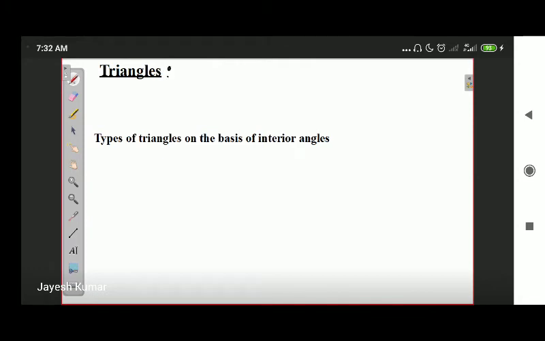So what are triangles? Triangles are polygons with three sides. There are exactly three sides in each and every triangle. There are three sides, three interior angles, and three vertices. The sum of all the interior angles is 180 degrees. The sum of all the exterior angles is 360 degrees.